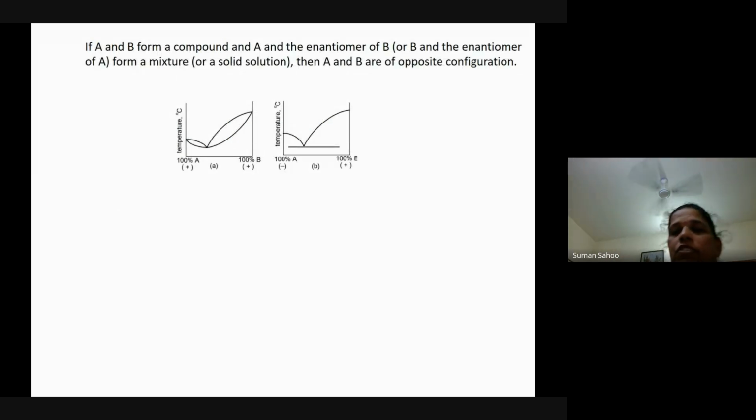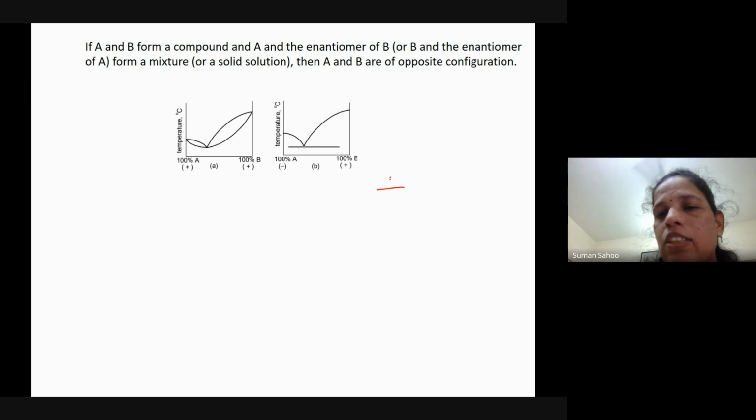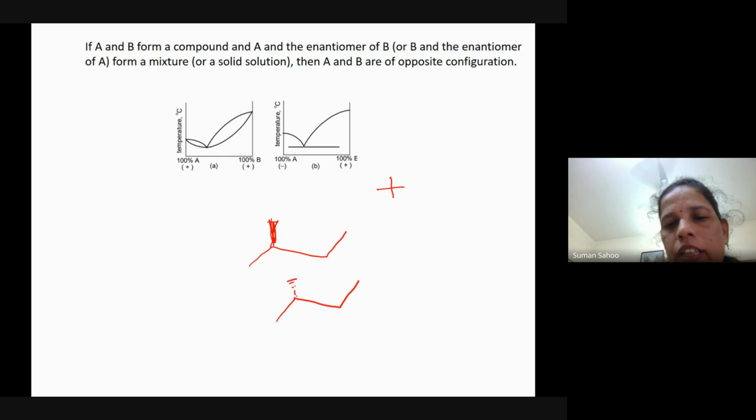Whatever you are taking, that is the known configuration, it is your plus enantiomer, and you do not know what kind of configuration you have. You know what the compound is. Suppose you have an alcohol, butanol. You do not know whether it is this butanol or this butanol. But you take another compound whose configuration you know exactly, say dextrorotatory.